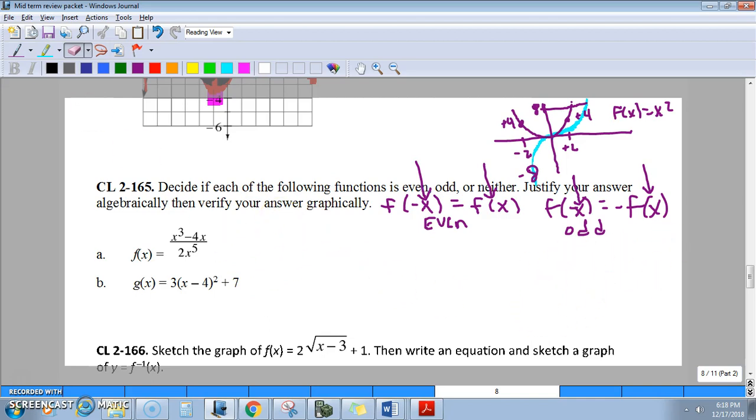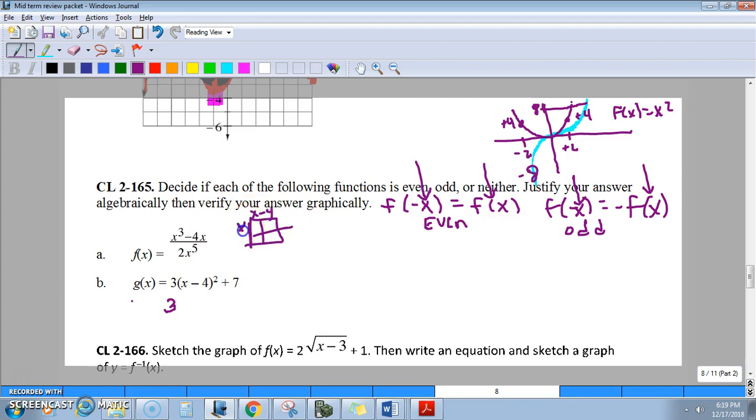Anything that's not a rational function seems a little bit easier, right? So first of all, let's reduce this one first. I think I did the other one backwards, right? If we reduce this, I get 3 times x minus 4 squared, which is really x minus 4 times x minus 4. So you can do your area model if you want.